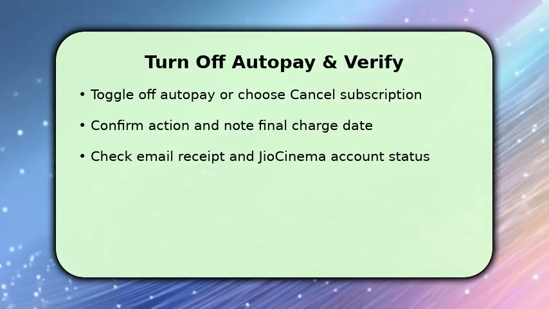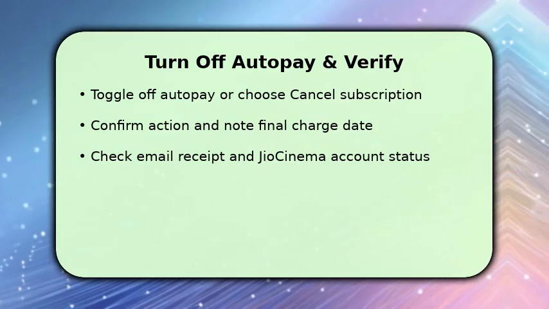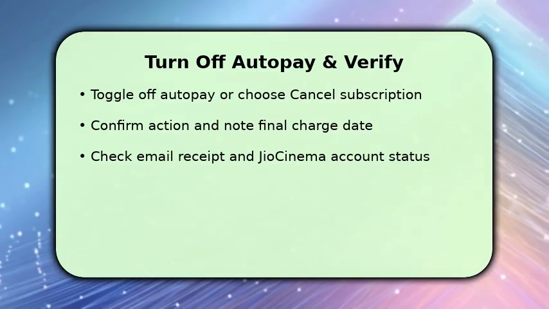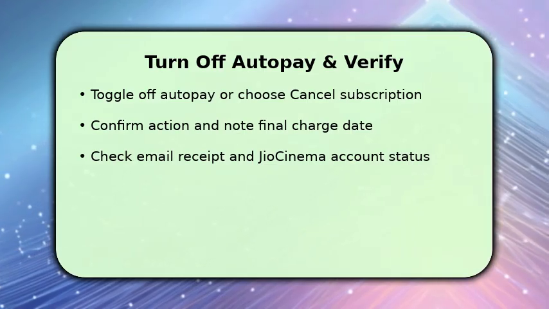You'll often see an effective date or last billed day, so note it. After confirming, return to Subscriptions to verify Jio Cinema no longer shows an active Autopay status and check your linked email for a cancellation receipt.